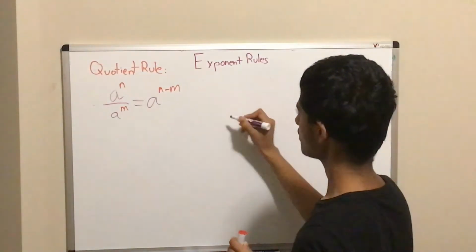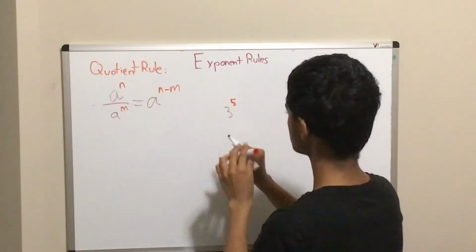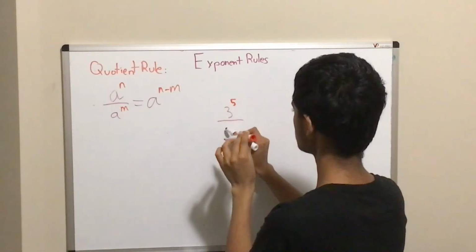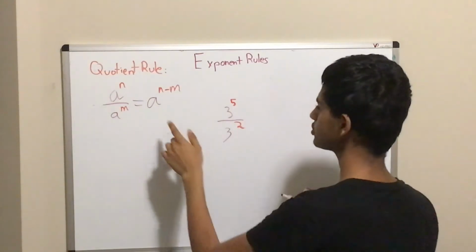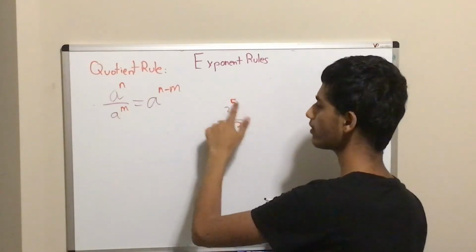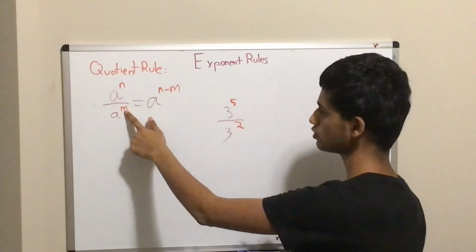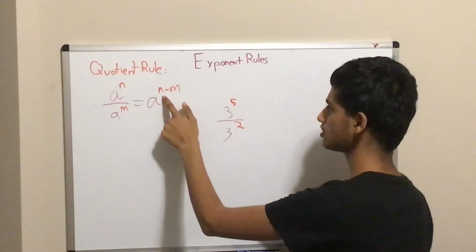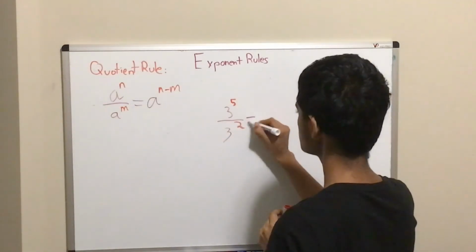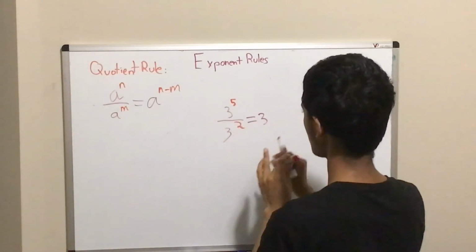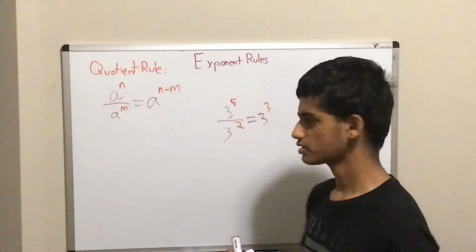Suppose we have the number 3 to the power of 5 divided by 3 to the power of 2. According to the quotient rule, this is 3 to the power of 5, so n is 5, divided by 3 to the power of 2, and m is 2. So that must be a to the power of n minus m, so 3 to the power of 5 minus 2, which is 3 to the power of 3.